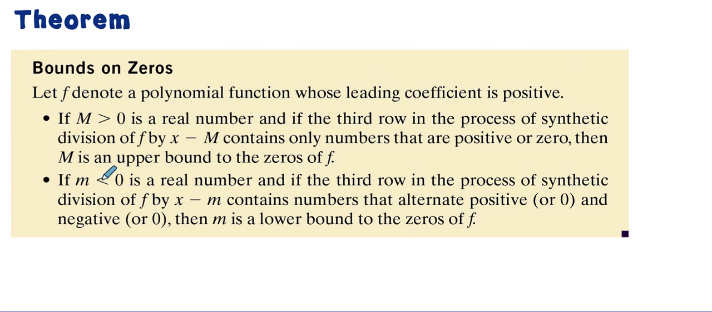If little m is less than 0, is a real number, and if the third row in the process of synthetic division of f by x minus m contains numbers that alternate positive or 0 and negative or 0, then m is a lower bound. And we are going to look at an example for this, okay?